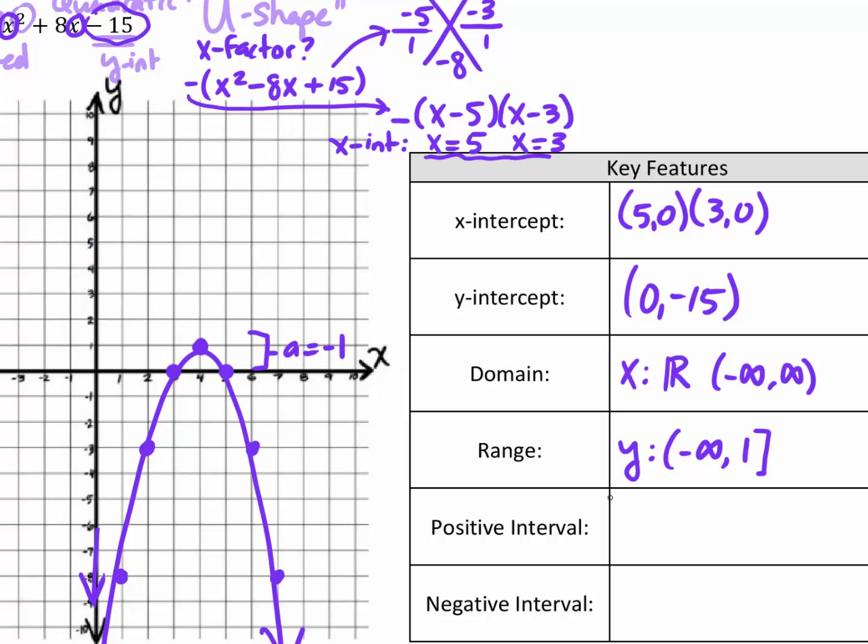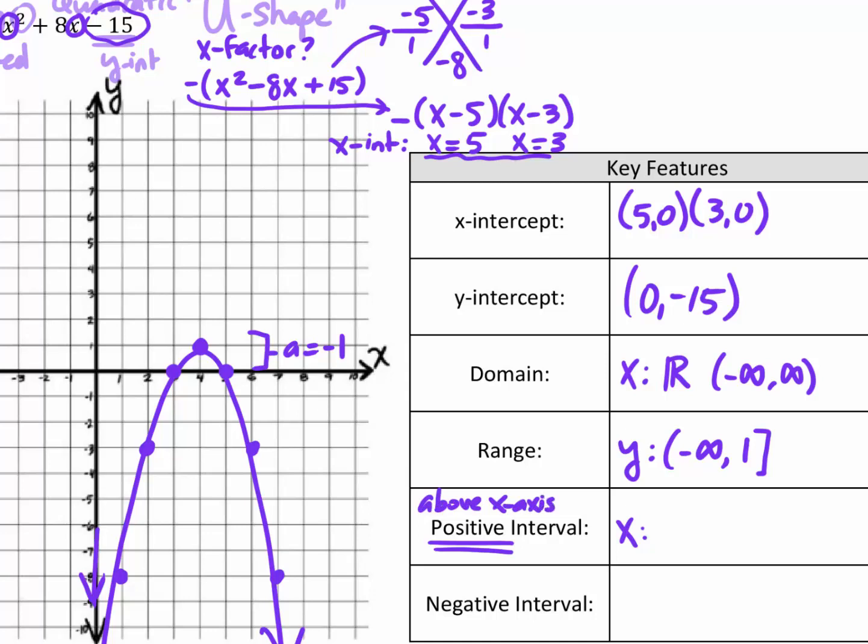Now after this, it's been a while since we talked about positive intervals, but intervals themselves are x values. They're amounts of time, snippets of your x-axis. And if you remember, positive just means above the x-axis.